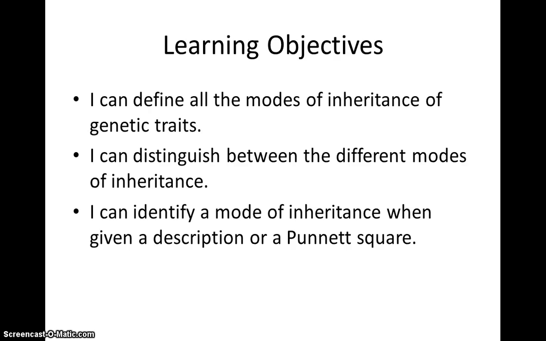We are still in genetics. So starting out, we do have 3 learning objectives. Make sure you write these into your notes. The first is to be able to define all of the modes of inheritance of genetic traits, and that's the majority of the lesson. The next is to be able to distinguish between these different modes of inheritance, and then finally, when given either a description or even a Punnett square, to identify these. You also will have to create Punnett squares with these, but we'll work on that more in class.